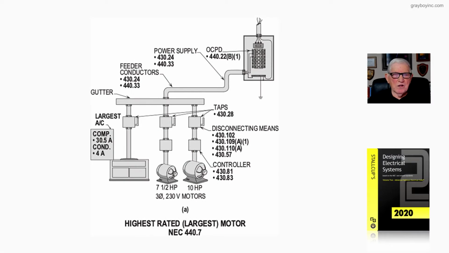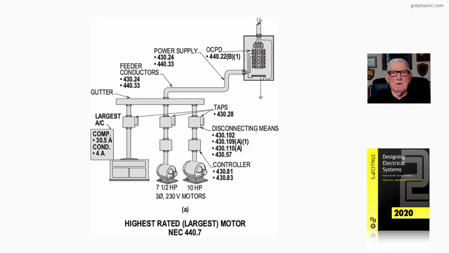Now this illustration, figure 19-2, deals with what is the largest if you had motors and compressors on a feeder circuit. Now, of course, the overcurrent device is 440.22(B)(1), as you see in the illustration. The power supply conductors is 430.24 and 440.33.